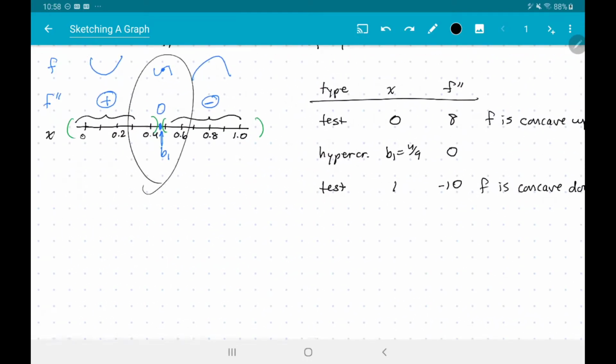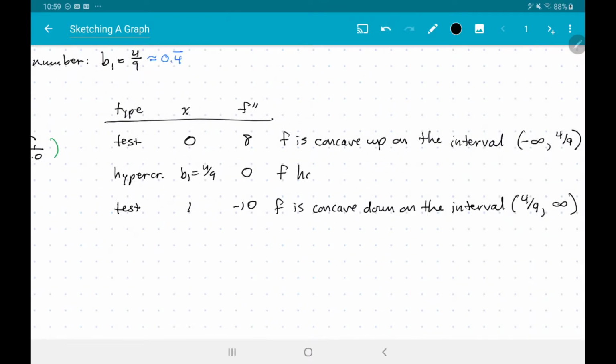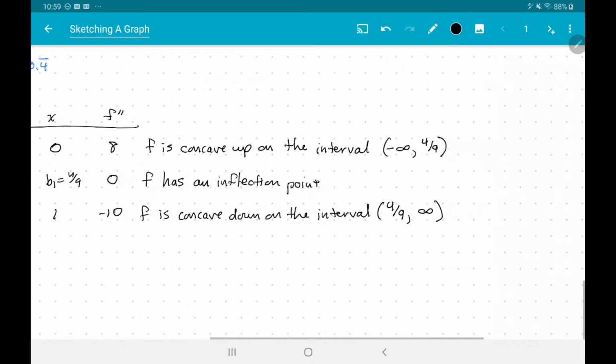Then we've got this inflection point. Let's write that down. f has an inflection point at, well, what is the x-coordinate of the inflection point? It's the hypercritical number. That's 4/9.